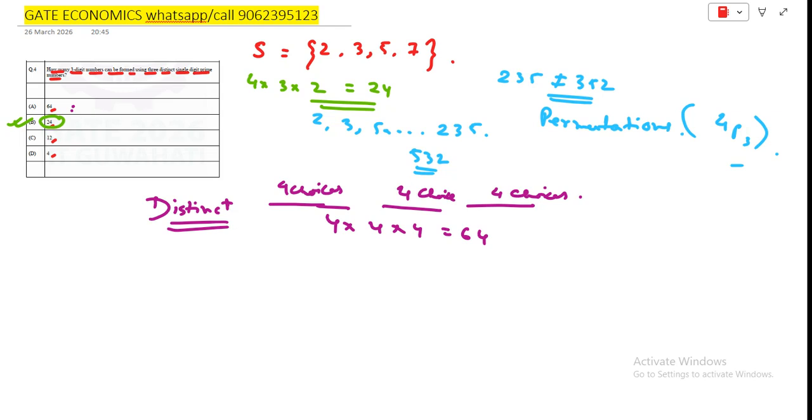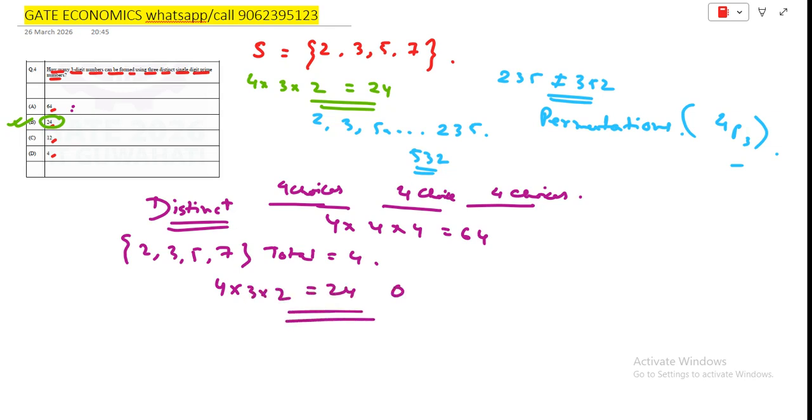So to recap, identify the single-digit primes like 2, 3, 5, 7. Total is what? 4. Now recognize the order matters. It's a number, not a fruit salad. Now calculate this: 4 into 3 into 2, that will be 24. So our final option is option number B, 24. Okay, so this is the solution guys.